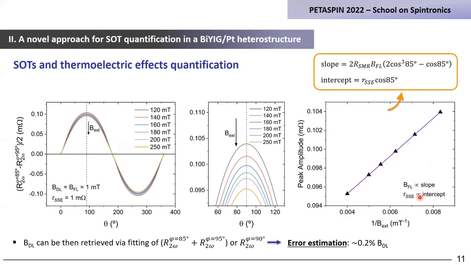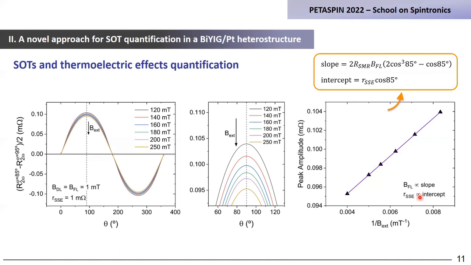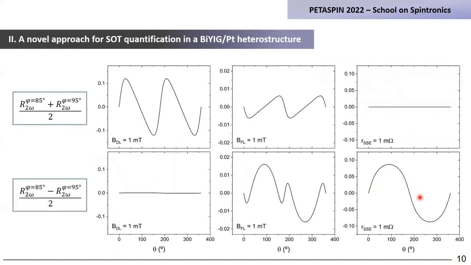the damping-like torque. And we can do this even by measuring the second harmonic at phi equals 90 degrees and then fitting the data. Or we can also go at the sum at 85 and 95 degrees. Since we already know the field-like contribution, we can fit the data for different damping-like torques until we get the correct value.